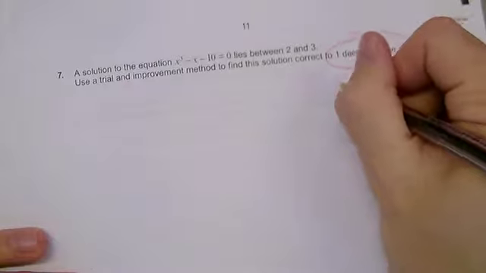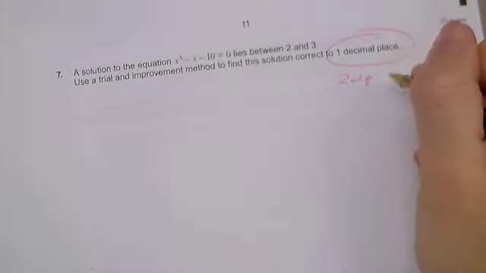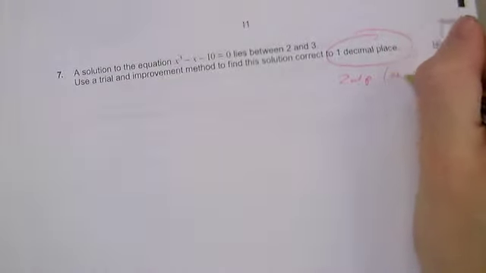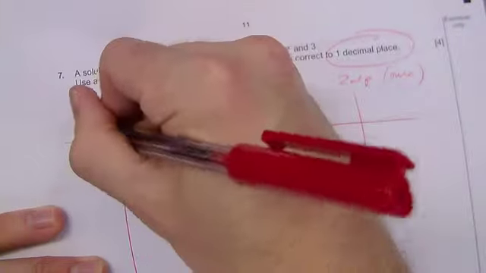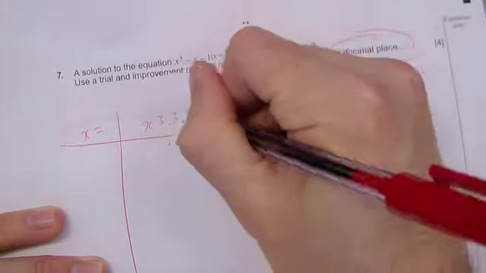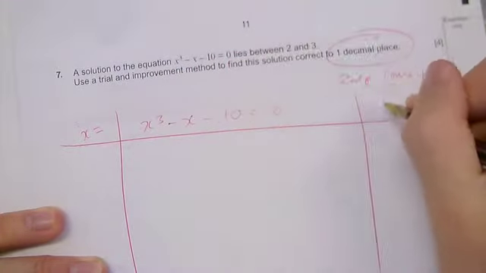2. How many times do I go to 2 decimal places? Do I do loads and loads and loads of different answers? Literally once. Okay? So, set it up. Table. x equals x cubed minus x minus 10 equals 0. And then comment.